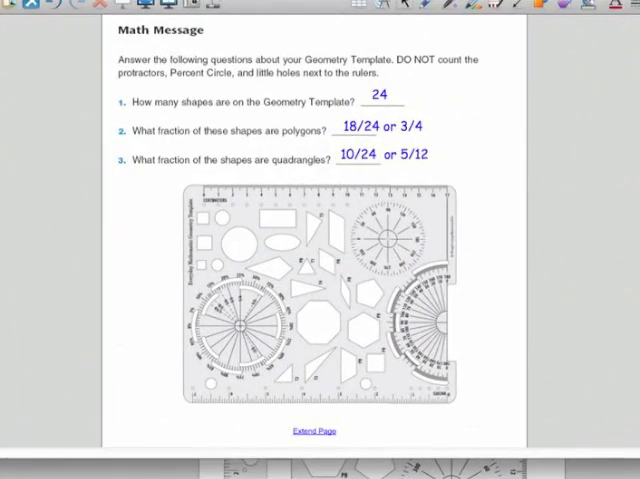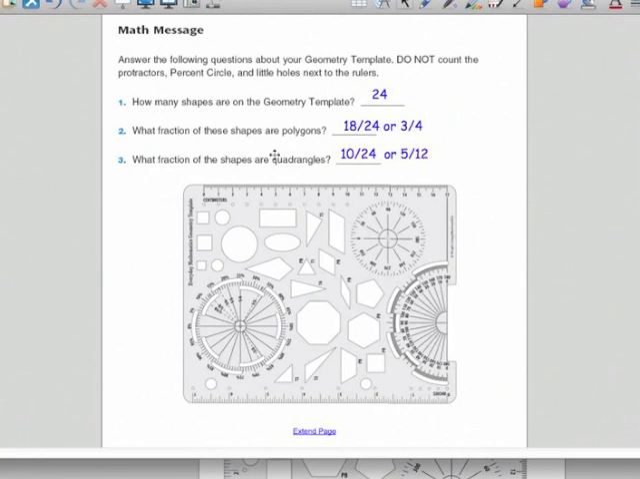All right, you must be finished. So here are your answers. The first one is 24 shapes. Okay, so that includes these circles, the squares, all of these shapes. Remember, don't count those really tiny holes. Don't count those, okay? And don't count your actual protractors and fraction circle.